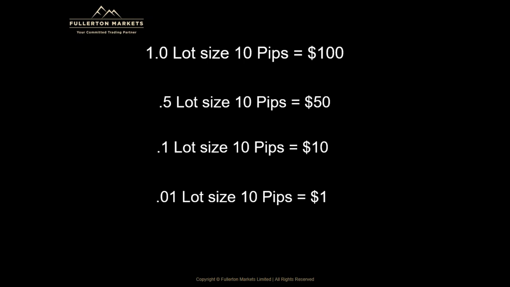And I know you don't want to hear that. Nobody wants to trade small lot size. Look at this: 0.01 lot size. That means if the price goes in my direction and I trade 0.01 lot size, if it goes 10 pips, I make $1. Ooh, that doesn't sound very interesting. That's not why you learn to trade Forex, so you can make $1.